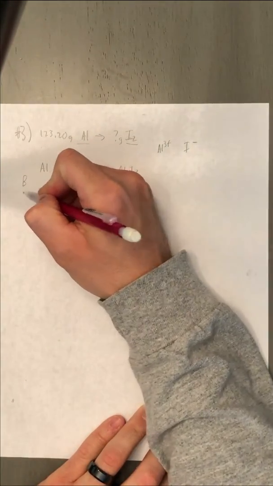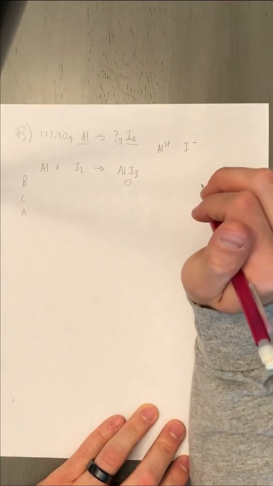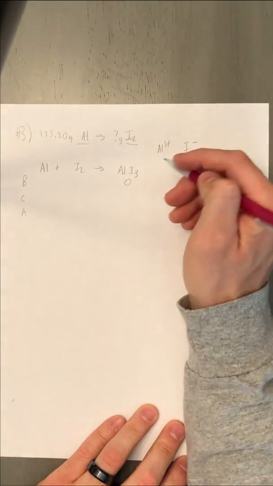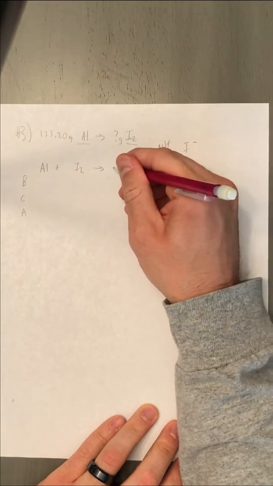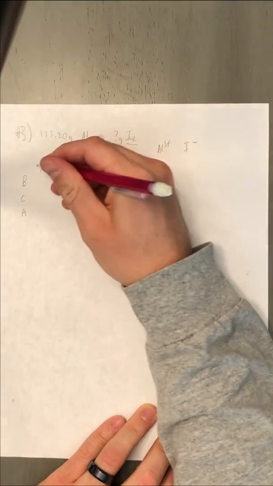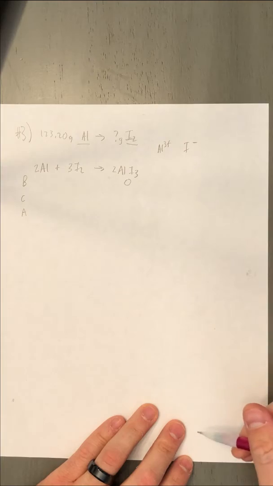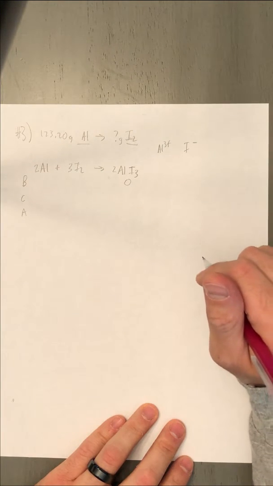We'll make our BCA table. We always have 0 of our product to begin with. We can fill in the change. Well, first we need to go back and balance this. And so to balance this, I have 3 iodine and 2. So I need to put a 2 here and a 3 here to get 6 on each side. That gives me 2 aluminum, and so we'll put a 2 here and have that balanced. Again, if you need to take a second to balance on your own, you can pause the video and practice balancing and then press play once you have it balanced.